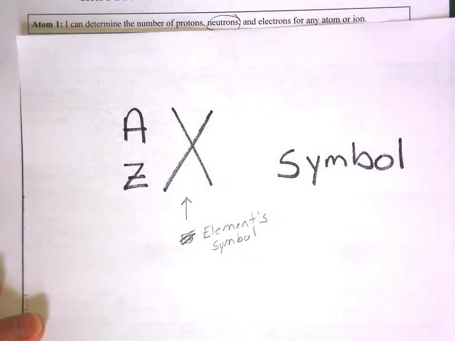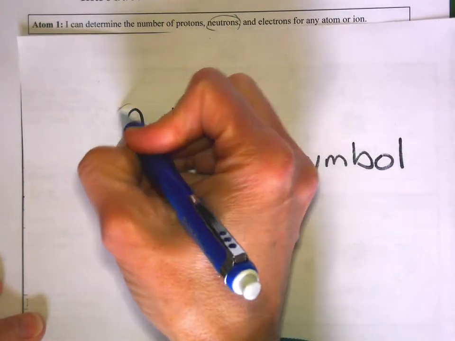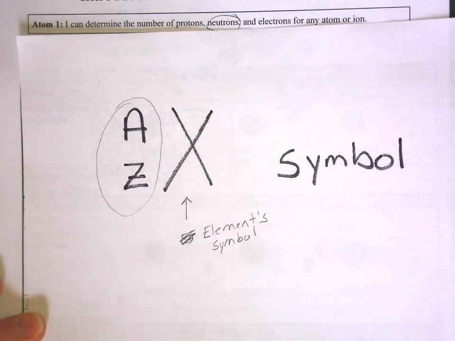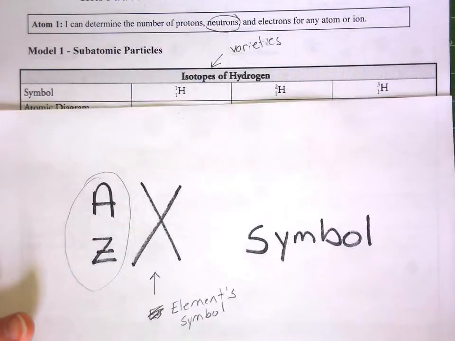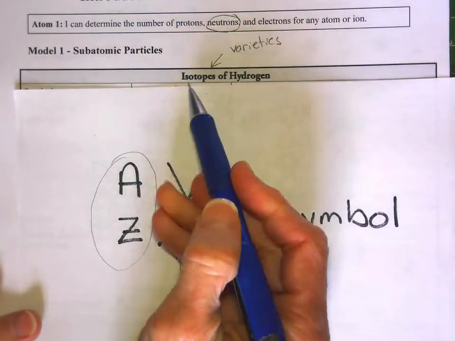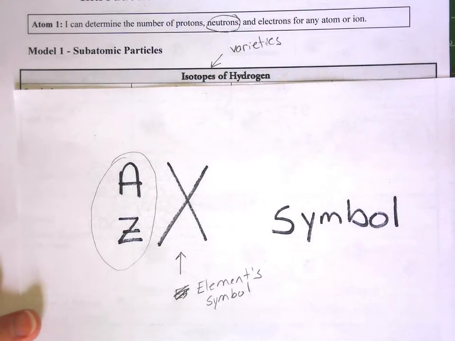And for doing normal chemistry, that's enough to get us where we want to go. In order to study nuclear chemistry, however, we need to know which variety of each element we're talking about, and that's where the A and the Z come in. They tell us which isotope, or which variety, of a particular element we're talking about.